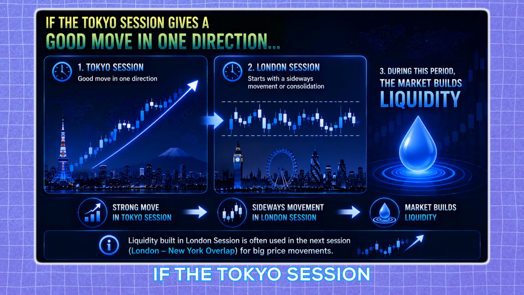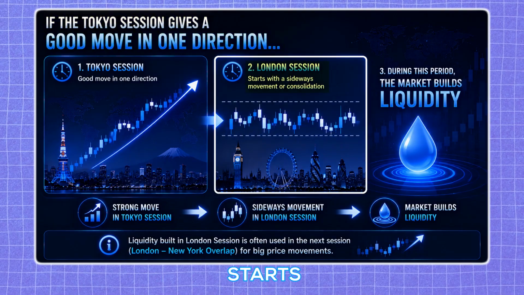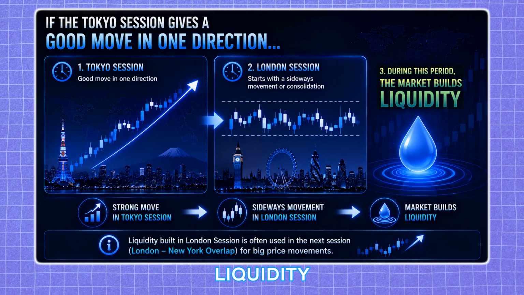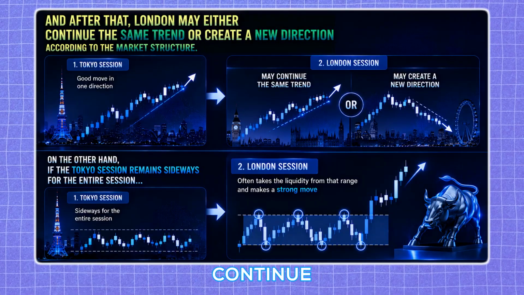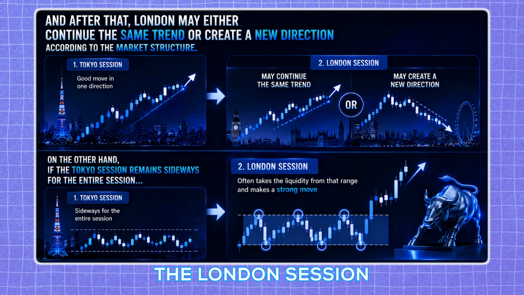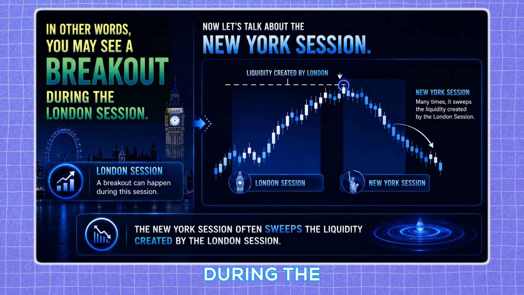For example, if the Tokyo session gives a good move in one direction, then many times the London session starts with a sideways movement or consolidation. During this period, the market builds liquidity, and after that, London may either continue the same trend or create a new direction according to the market structure. On the other hand, if the Tokyo session remains sideways for the entire session, then the London session often takes the liquidity from that range and makes a strong move. In other words, you may see a breakout during the London session.